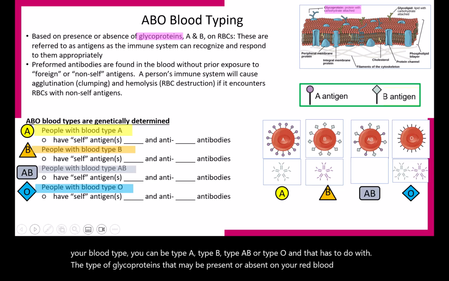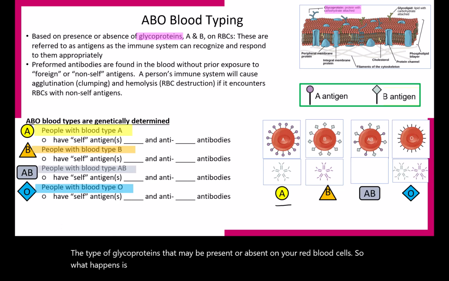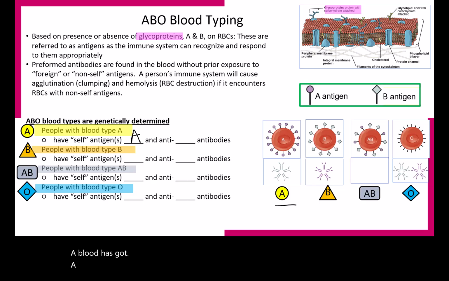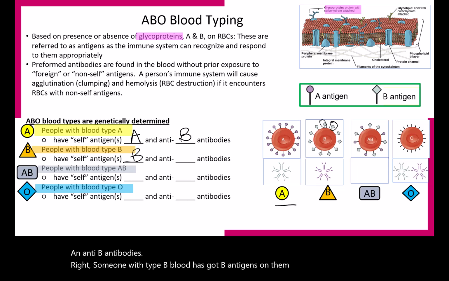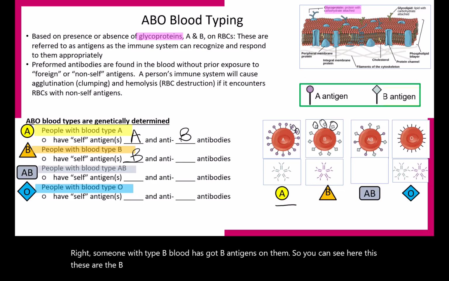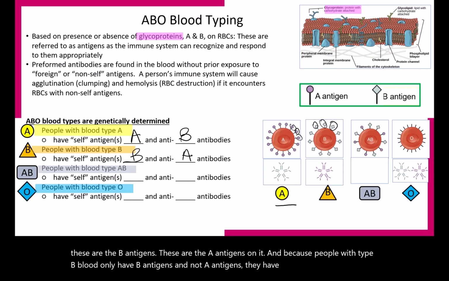People with type A blood have A self-antigens on them and anti-B antibodies, right? Someone with type B blood has B antigens on them. So you can see here, these are the B antigens. These are the A antigens on it. And because people with type B blood only have B antigens and not A antigens, they have antibodies against the A antigen.